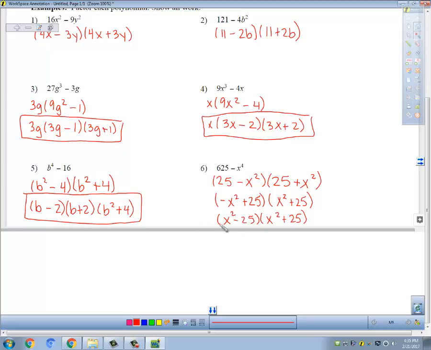Now we can see this is a difference of squares right here. So divide your x squared by 2, minus square root of 25 is 5. Rewrite it with a plus sign, and then bring down your x squared plus 25.